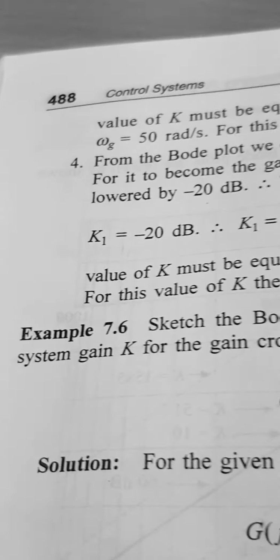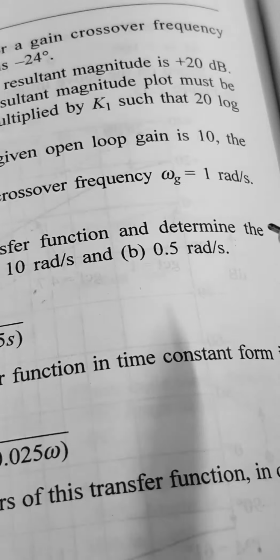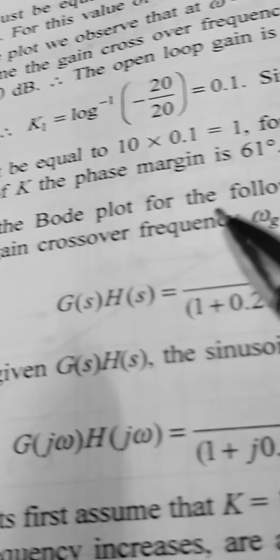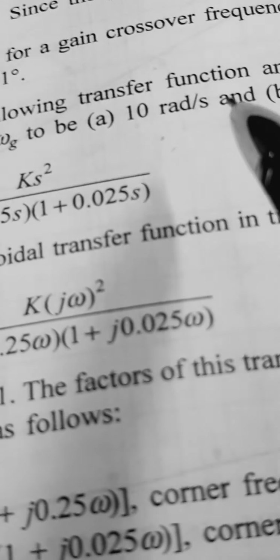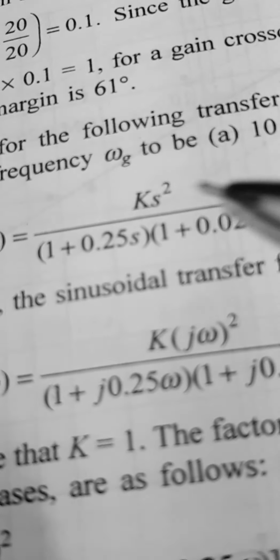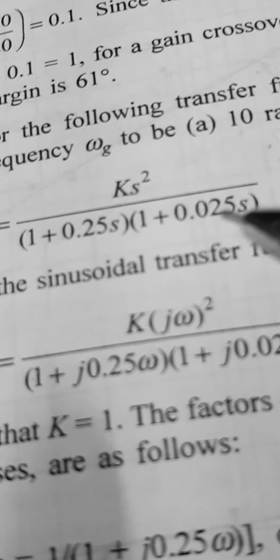Next problem, that is example 7.6. In example 7.6, sketch the Bode plot for the following transfer function and determine the system gain K for the gain crossover frequency omega g to be at 10 radians per second and omega p at 0.5 radians per second. The given function is G(s)H(s) equal to K s square divided by (1 plus 0.25 s) (1 plus 0.025 s).